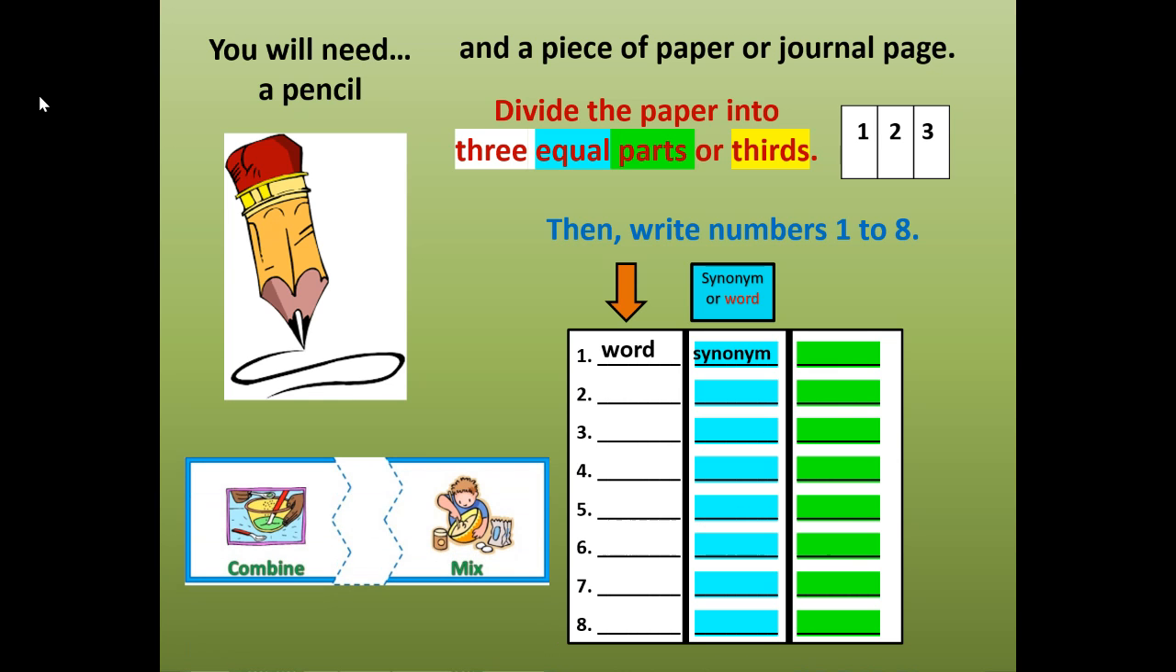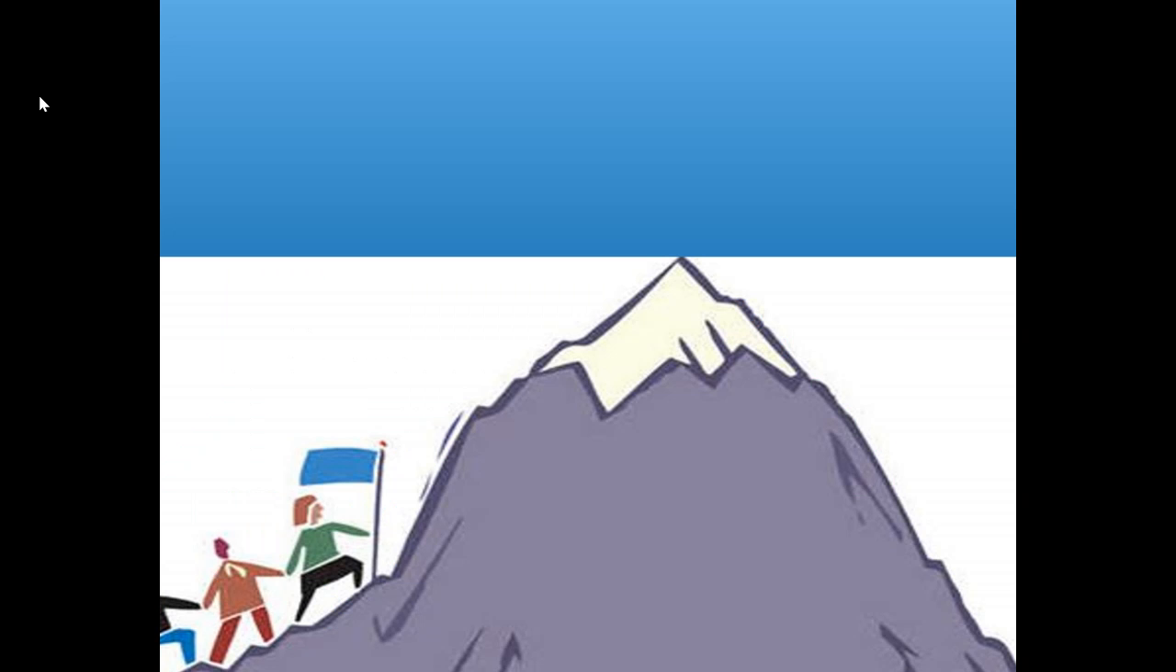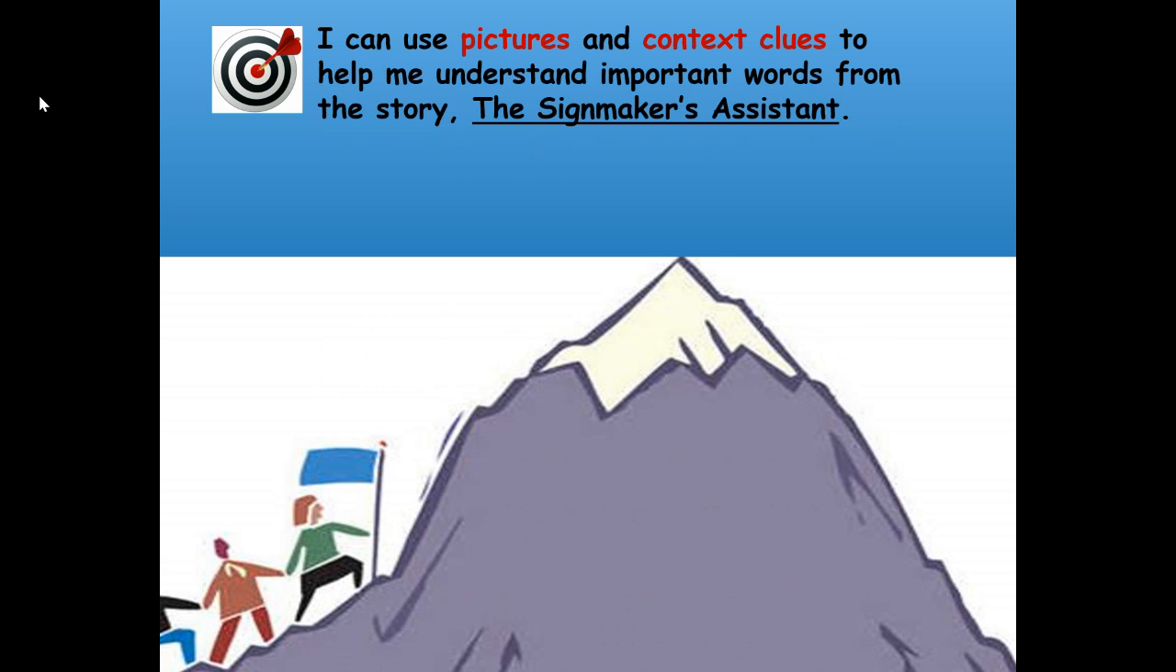And a synonym is a word that means the same. For example, combine is a synonym for mix, and mix is a synonym for combine. They mean the same thing. If you don't catch the synonym, you can always write the word a second time. And then in the third column, you're going to draw a quick picture or sketch to help you remember each word.